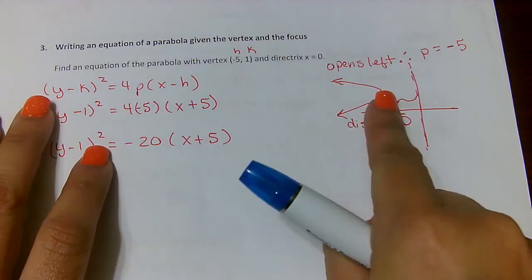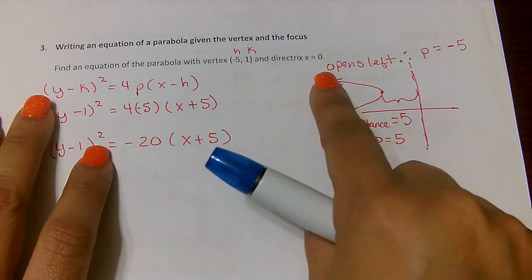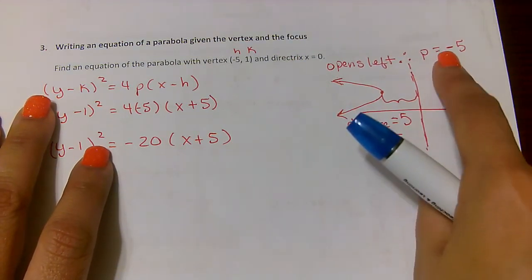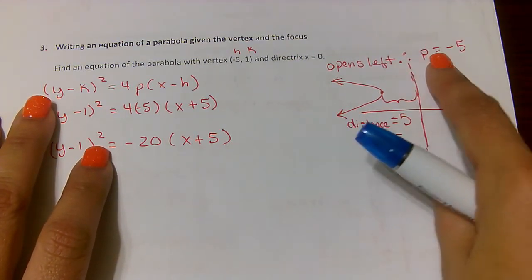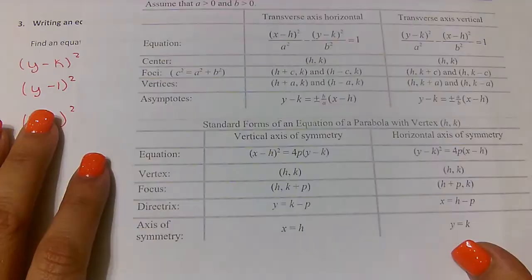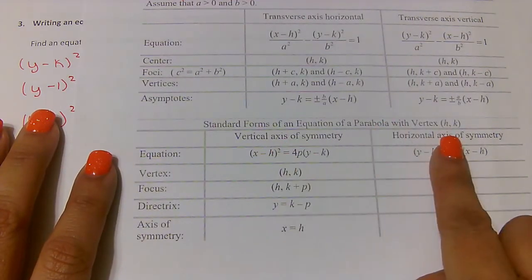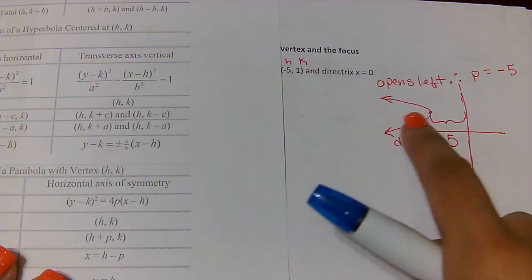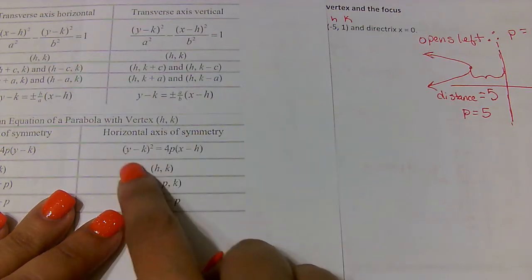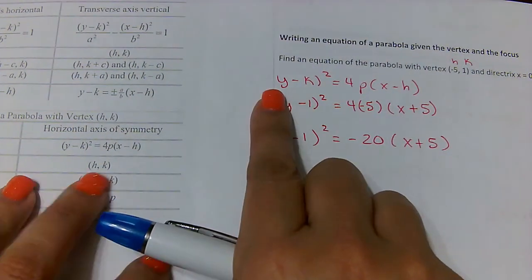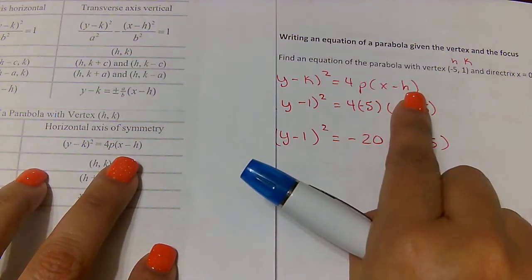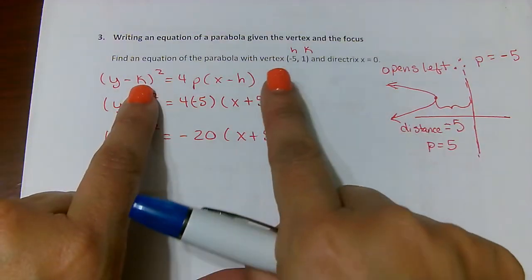The next thing I did was notice that it's opening up in the left direction. Remember, when it opens up left, our p is going to be negative. So here we can say p is equal to -5. We want to determine which set of equations to use, so we will look at our axis of symmetry. Since our axis of symmetry is horizontal, in other words, it's going across the horizon, we're going to be using the format like this. So I started with (y minus k) squared is equal to 4p(x minus h).